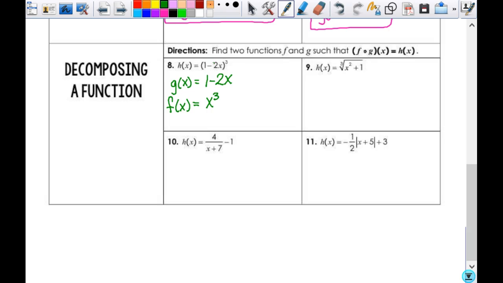Okay, so let's look at 9. What do you think g of x would be? x squared plus 1, good. Which means f of x would have to be cube root of x. So see if you can come up with what goes in 9 and 10. I'm sorry, 10 and 11.